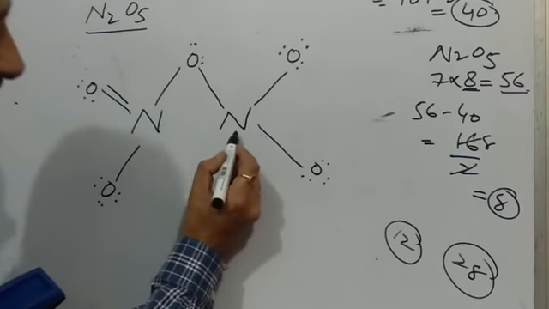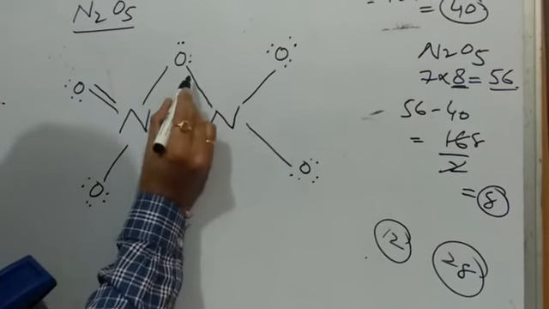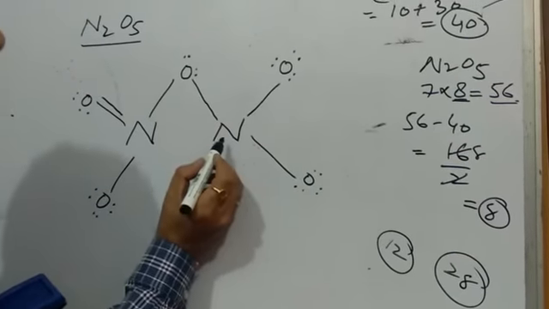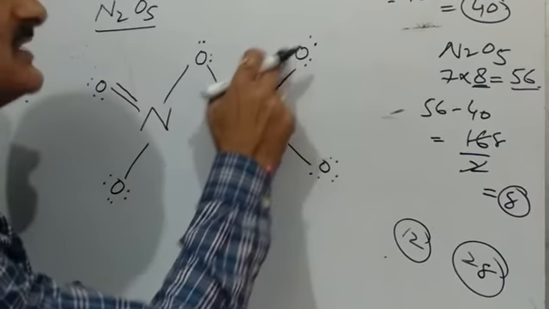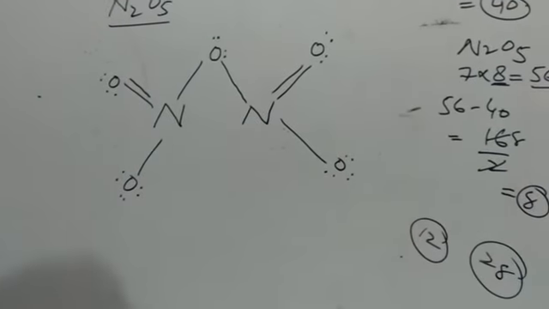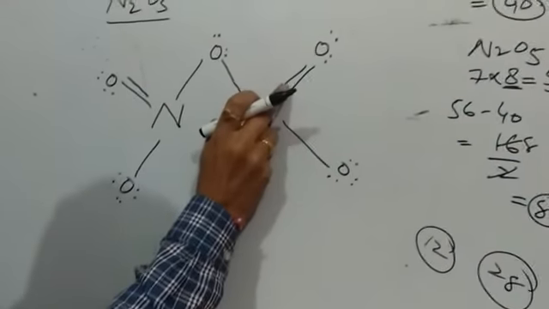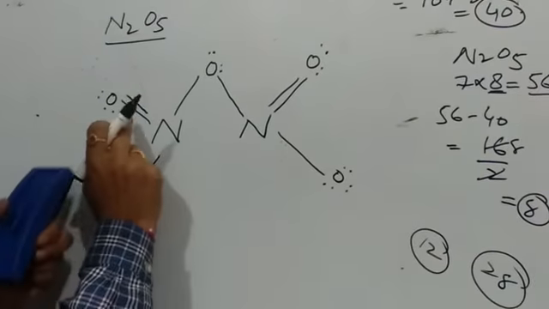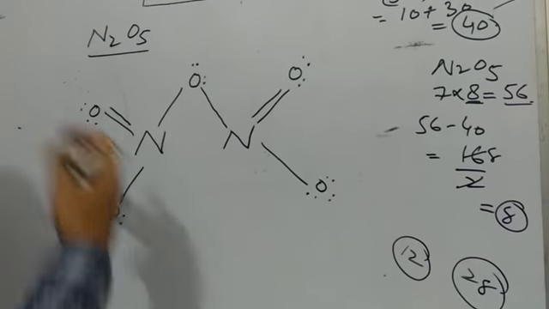What about this? Has it completed its octet? 2, 2, 2, 6. So it requires 2 more. Let me shift these 2 in the form of a bond. This can be one of the structures of N2O5. We can shift this double bond from here to here and single here. Then we can do the same thing here. This can be another resonating structure of nitrogen pentoxide.